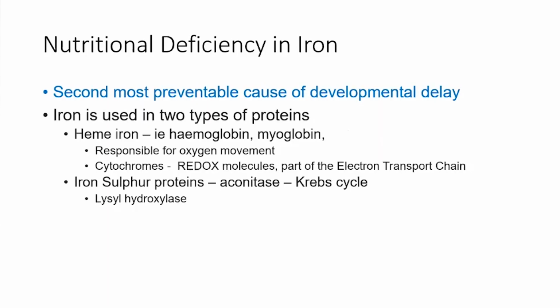So it said second most preventable cause of developmental delay. But what's iron used for? I mean, we're not building iron structures or girders or whatever. So one of the main things we're using iron for is hemoglobin and a little protein in the muscles called myoglobin. And these are responsible for oxygen movement. So if your levels go down, then the amount of oxygen you can transport is reduced as well.